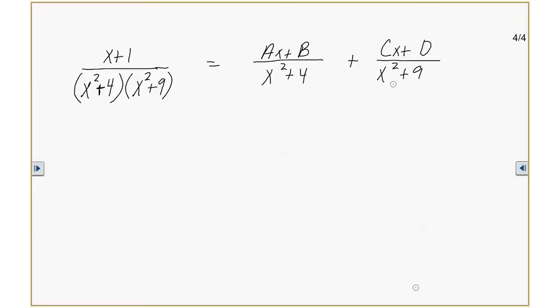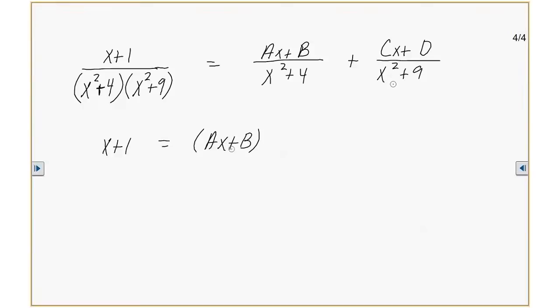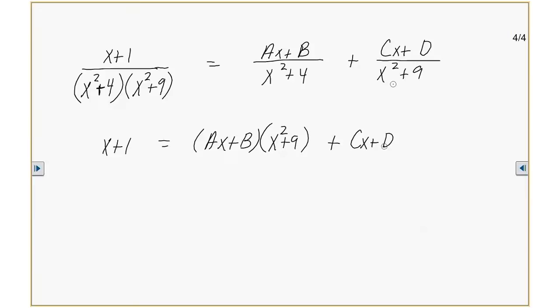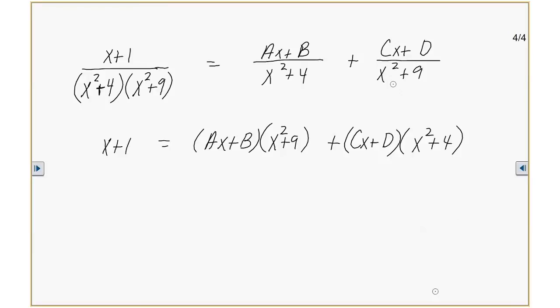Now multiply by the common denominator, and you're going to get x plus 1 is equal to ax plus b times x squared plus 9 plus cx plus d times x squared plus 4. Now what do you use? Because this is not factorable, this is not factorable, and this is not factorable. So what can you do now that you can actually do something? What can you do?